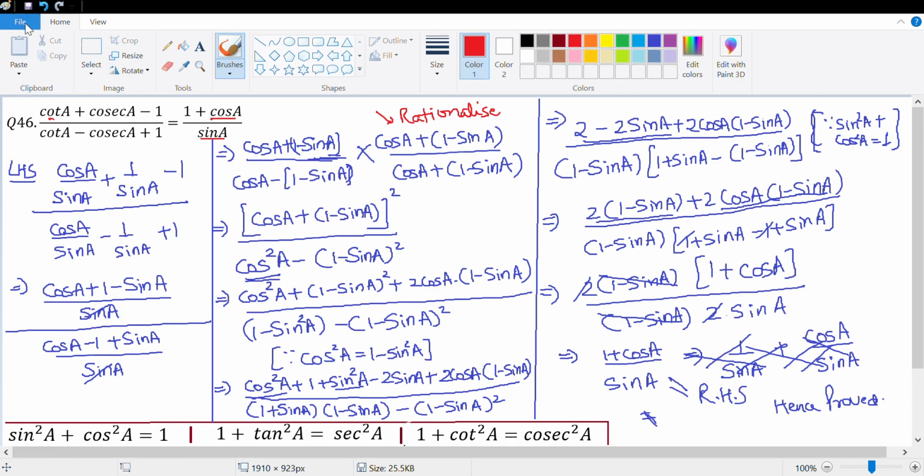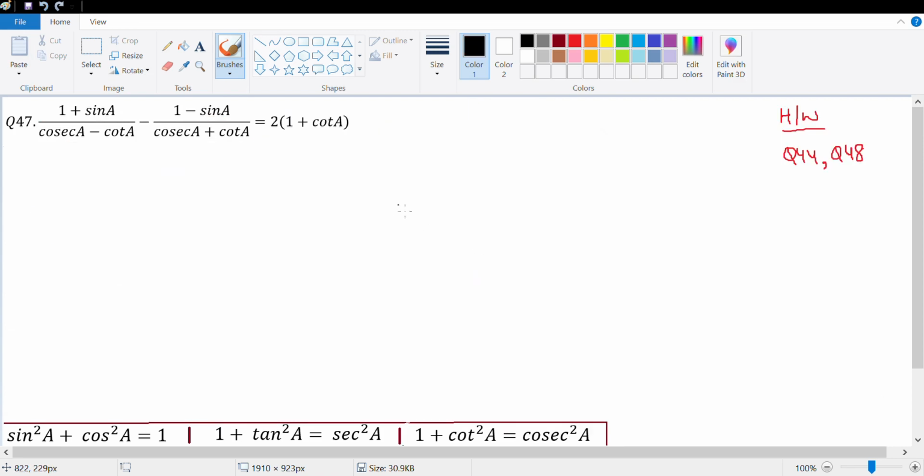Perfect. Let's look at the last question of this exercise, which is question number 47. Question 47 says cos theta dot cot, 1 plus sine A upon cosec A minus cot A minus 1 minus sine A upon cosec A plus cot A. So again, I will start with the left hand side. So let's work with the left hand side. So left hand side is, I will take the LCM. If I take the LCM will be cosec A minus cot A times cosec A plus cot A.